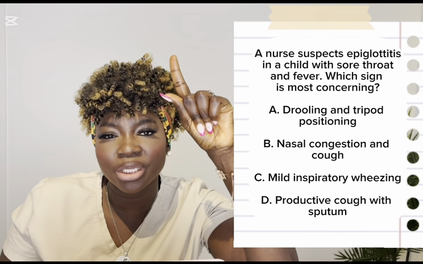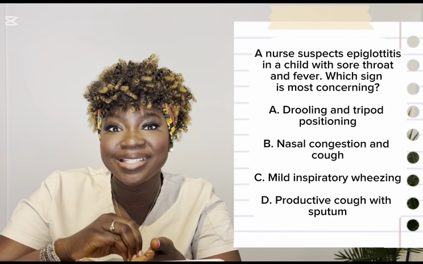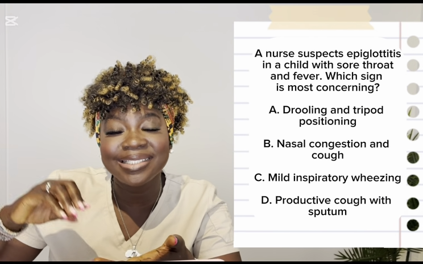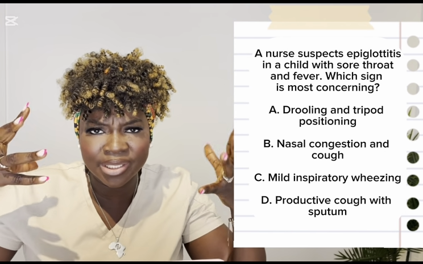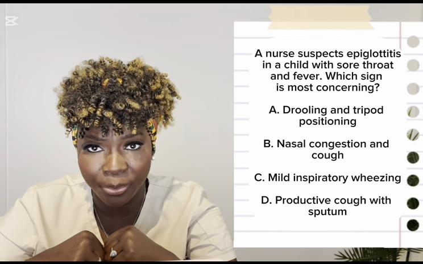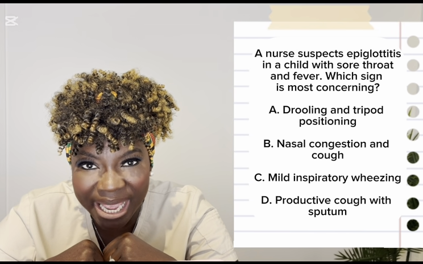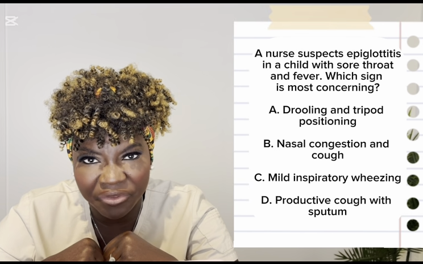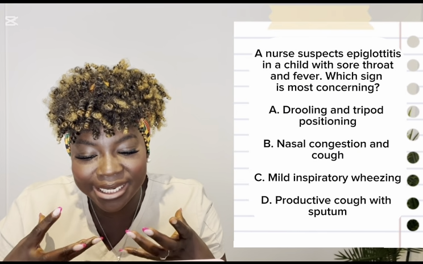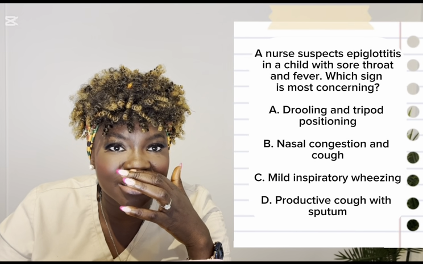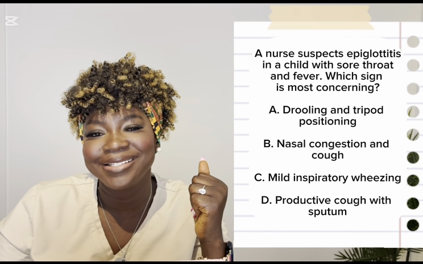But why is it concerning? Because it is indicating that the epiglottitis is getting worse, getting severe. The airway obstruction is getting severe. Because think about it, when a patient assumes tripod positioning, they are assuming that position to help them breathe better or properly. So they are in kind of respiratory distress. So when you're still seeing drooling and tripod positioning, it may suggest that the epiglottitis is getting worse.